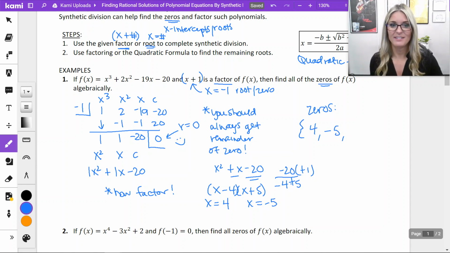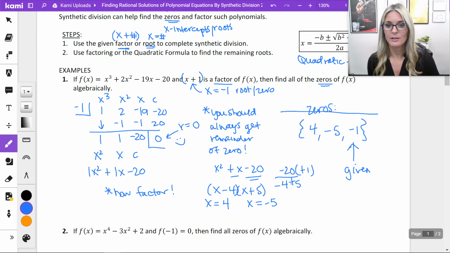What was given? We were told that negative 1 was also a root or 0. So I'm going to note here, this was our given value in our problem. It is still one of our zeros or roots. If we were to graph this polynomial, it would cross our x-axis at that negative 1, just like they told us. One last thing I want to show you. Those are our 3 answers. We are done. 3 answers.